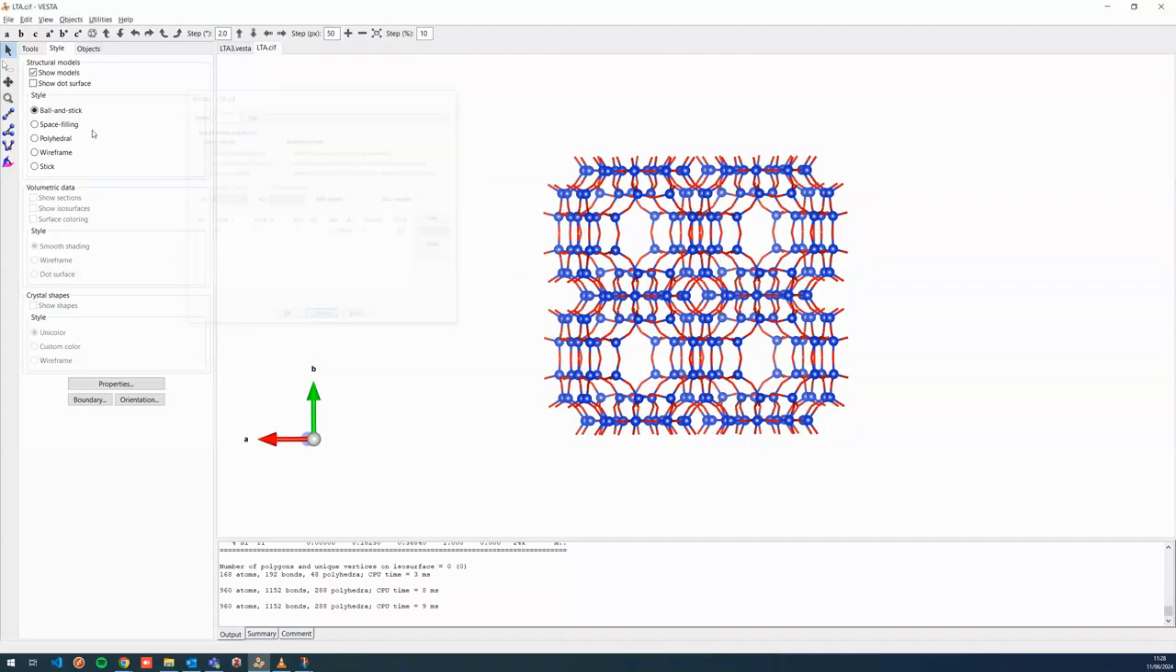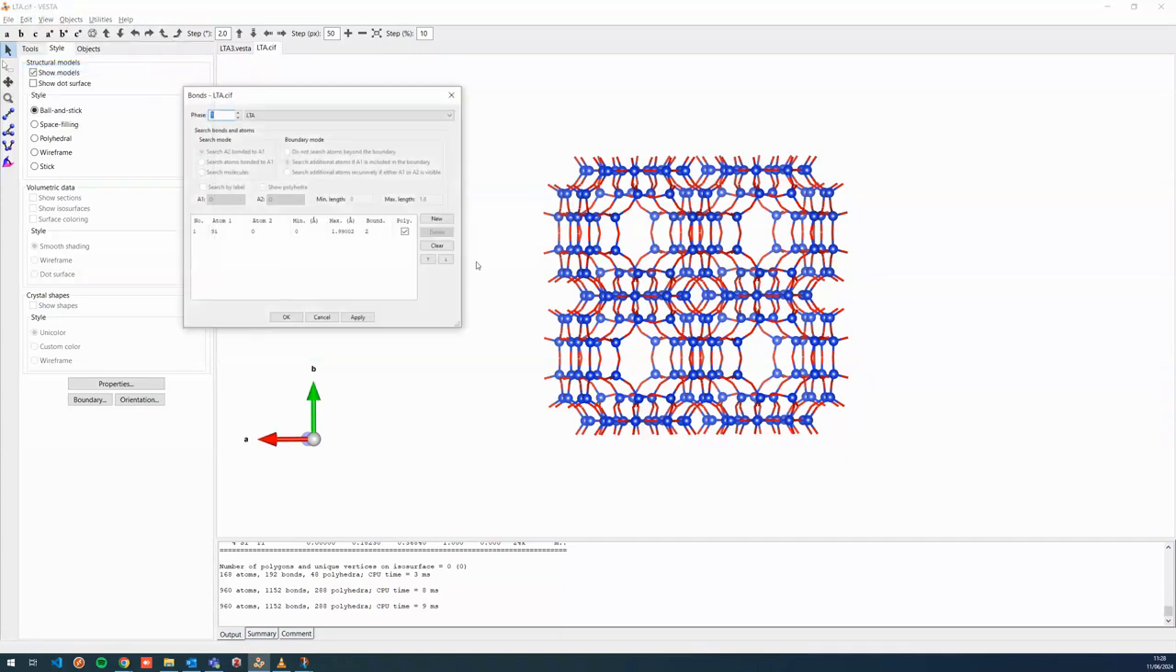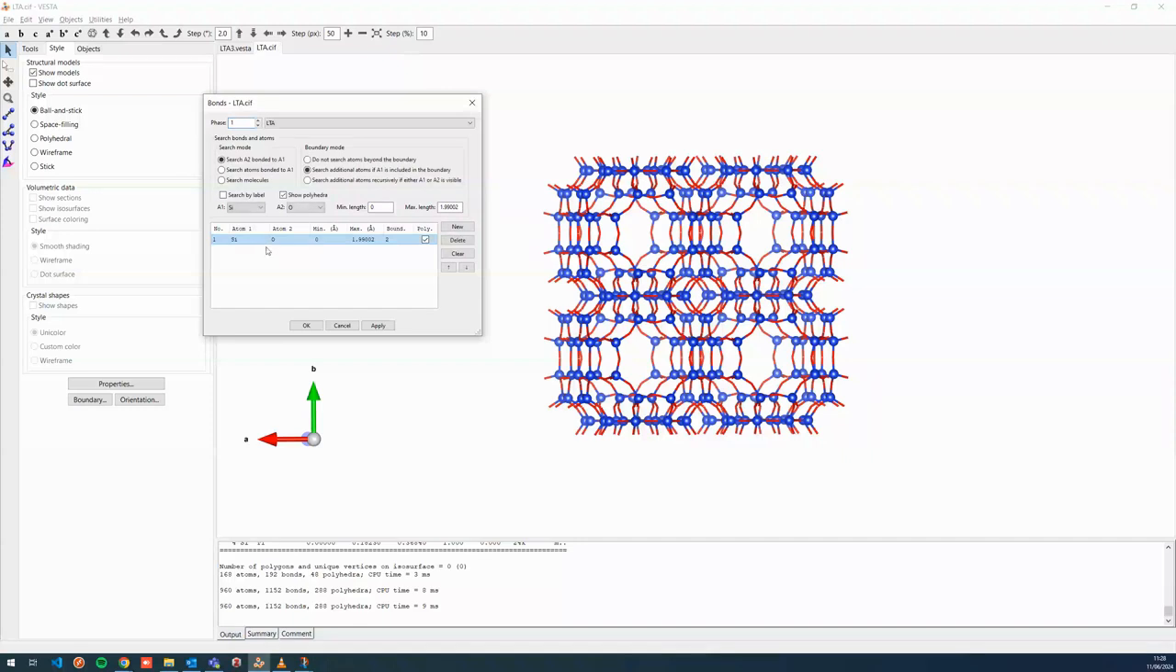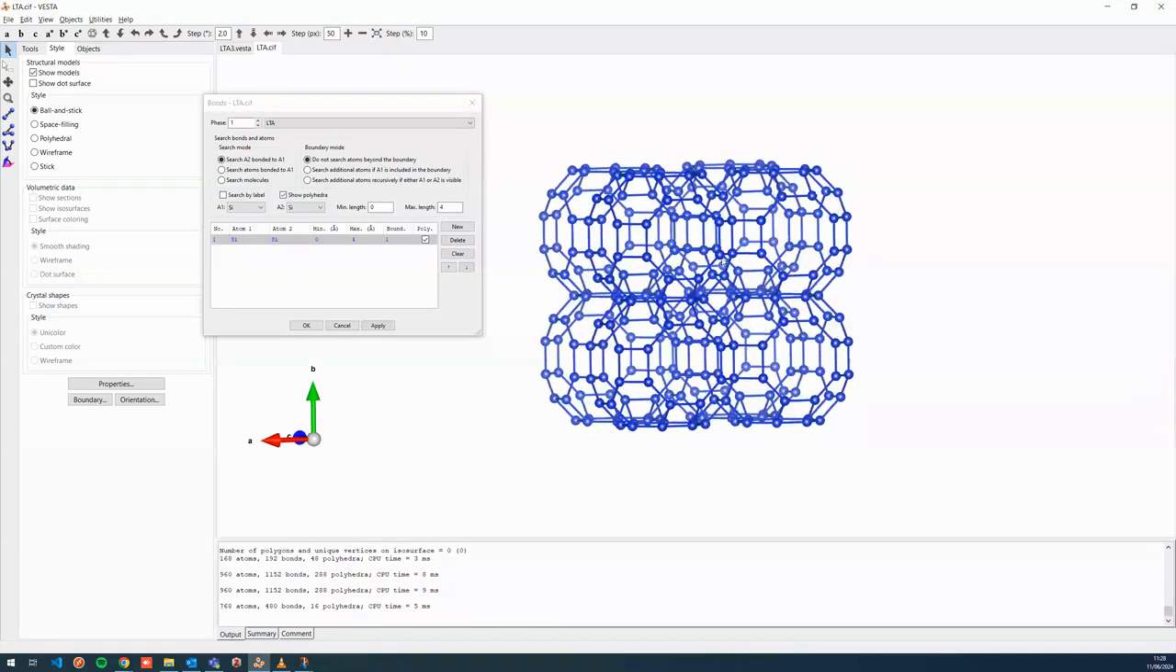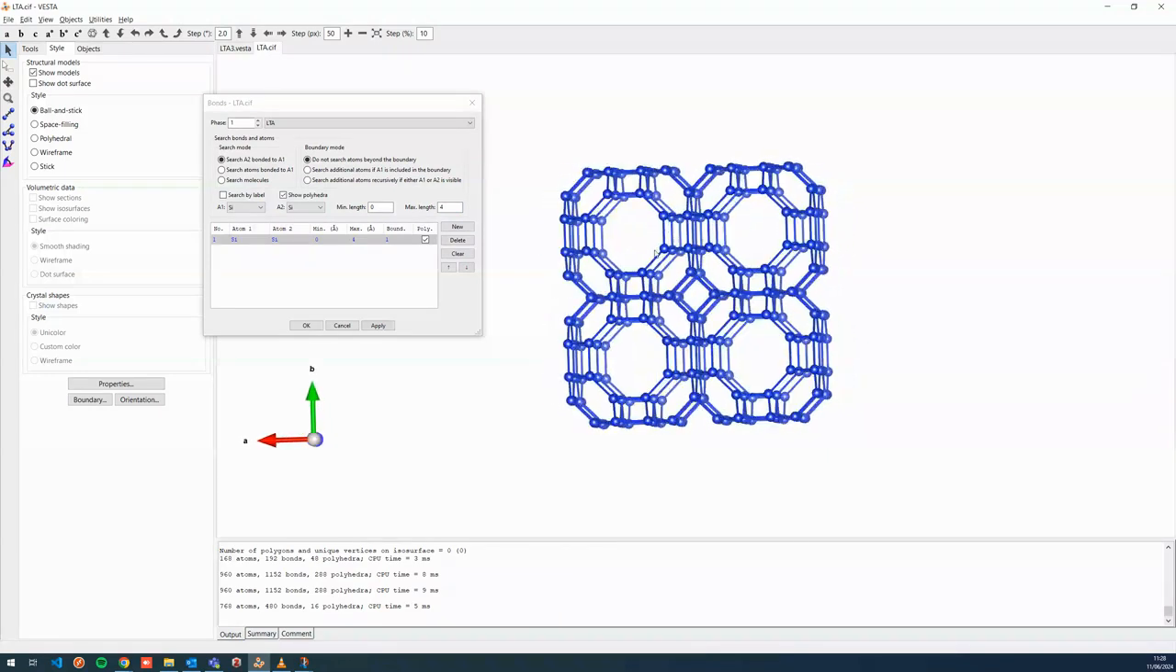For that, I can press Ctrl B, or you can go to bonds over here in Edit. If you go to bonds, right now we have a silicium oxygen bond. To be honest, I don't want them to be connected anymore. So I will put them to search for silicium. Do not search outside of the boundary as well, and then their length. Typically, I know from experience, it's about 4 angstrom. That's sufficient, and they will all be connected. You see the oxygen bonds are also removed because we removed them.